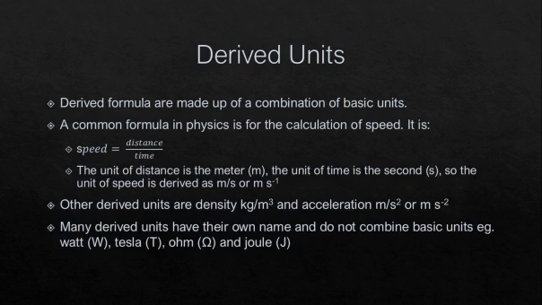Some of those common ones are the watt, which is used in power. Tesla, which you won't study in your course, but you might be interested in from the car Tesla or the scientist Tesla. You have the ohm, which uses a Greek symbol. That symbol there is the omega, which is used for the ohm. And we have the joule, which is J. So Greek letters are used a lot in physics.